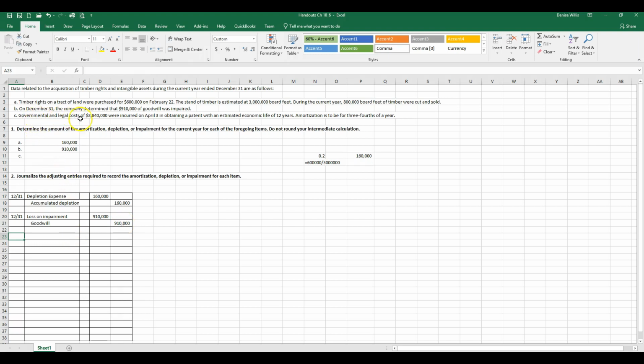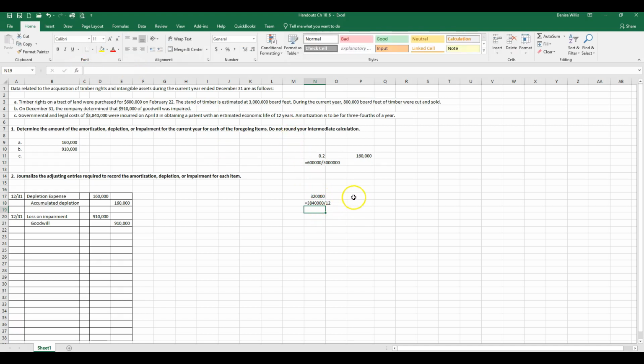The next one, it says governmental and legal costs of this amount were incurred on April 3rd in obtaining a patent with an estimated economic life of 12 years. Amortization is to be for 3/4 of a year. The amortization of an intangible asset in this case is going to be very similar to straight line depreciation. So for this calculation, we're going to take the entire cost, $3,840,000, and divide it by 12. In any given year, that will be the amount, except the first year, because we have this partial year. So that's the full year amount.